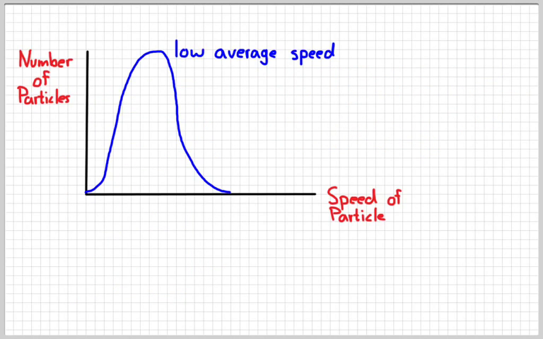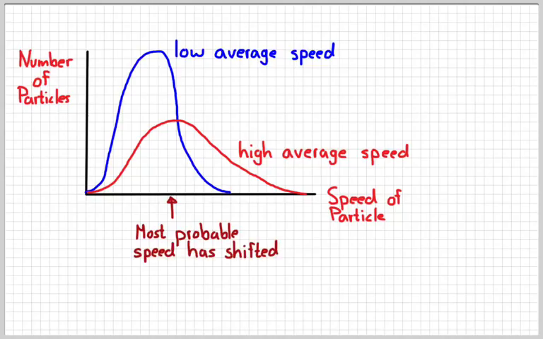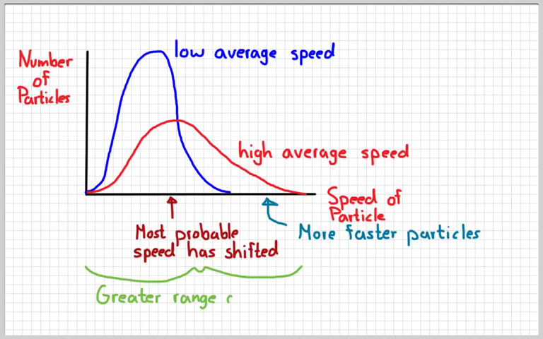And so if our graph used to look like this, the new graph will look something like that, where the peak is shifted over to the right and the width of the graph is increased. So that's the high average speed graph that we just drew. So notice the most probable speed has been shifted over, so on average they're going faster. There's more faster particles, and notice that there's a greater range of speeds.